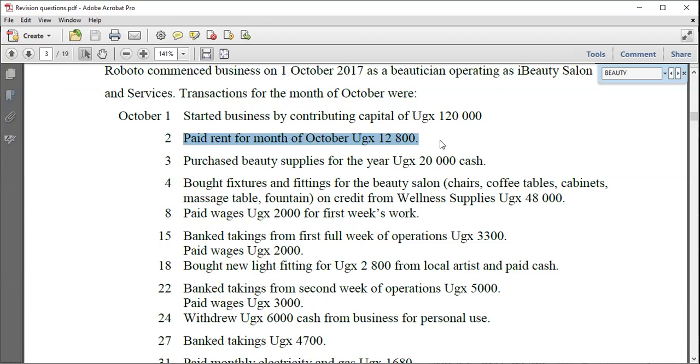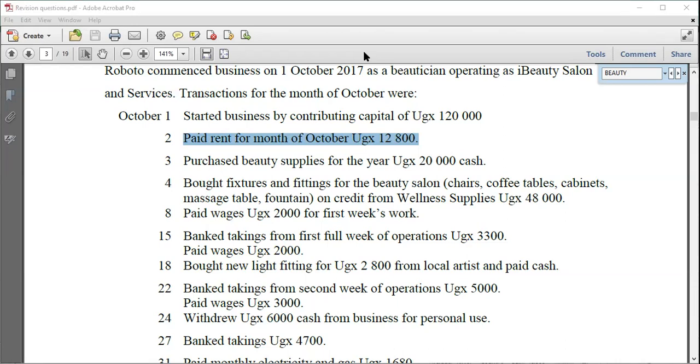This one, paid rent for the month of October, 12,800. Remember what we did with this transaction? We went ahead to debit rent, because rent is an expense, and we credited cash. Now, what happens with complete reversal is that instead of debiting rent and crediting cash, you go on to debit cash and credit rent. You get it? Debit cash and credit rent.